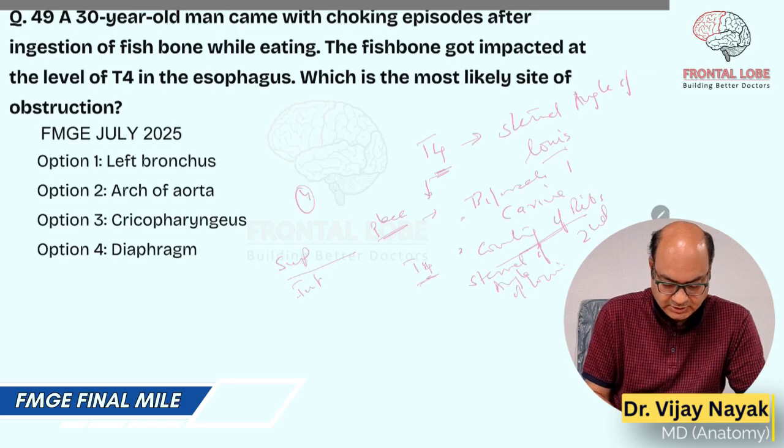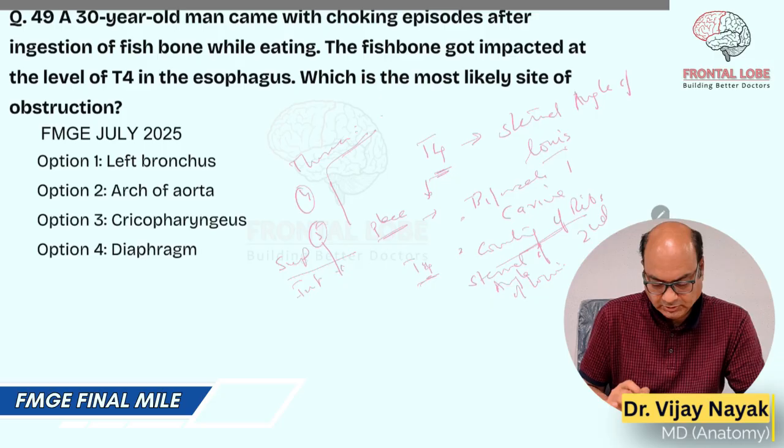Fourth event, the thoracic duct turns from right to left at this level. At this T4 level, the pulmonary trunk also divides. So it's a landmark event.